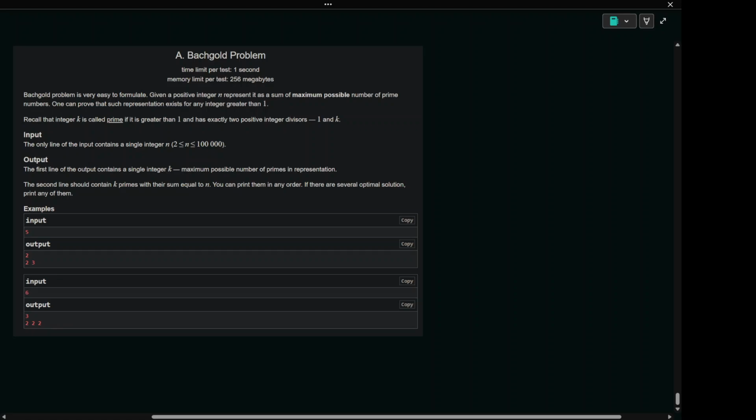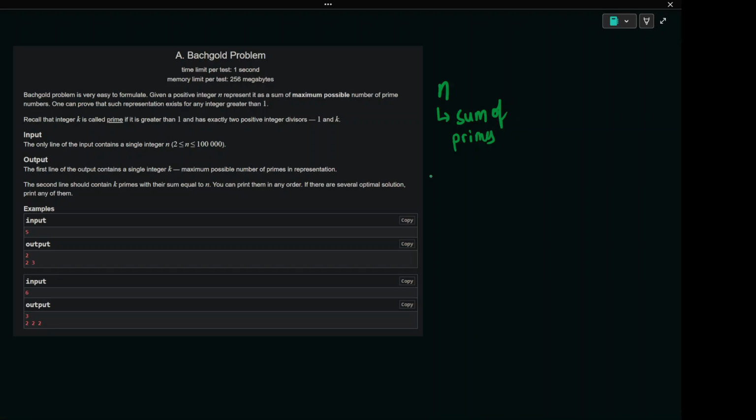We are given a number n, and we have to represent it as a sum of some number of prime numbers, in such a way that the prime numbers we are using are in maximum number as possible. So the count of the primes should be maximum, right? Yes, the count of the primes should be maximum.